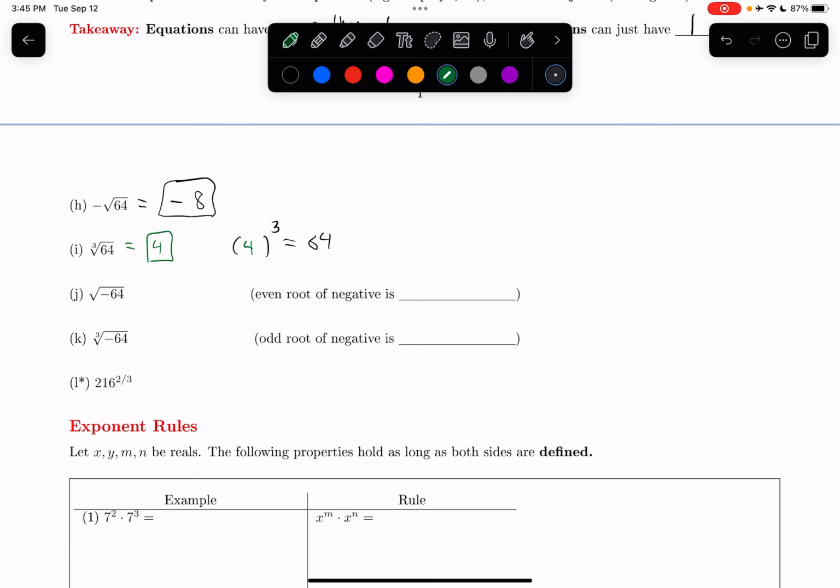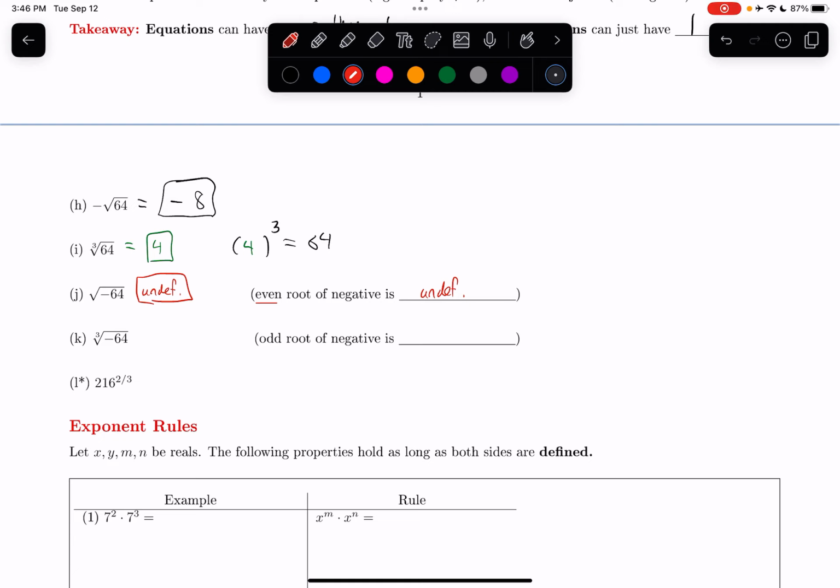All right, what about for J? For J, I got square root of -64. But we've seen stuff like this in the previous section. When I try to square root a negative value, it's going to be undefined. The even root of a negative number is undefined. So even root means like a square root or a 4th root or a 6th root. Those types of roots of negative numbers are undefined.